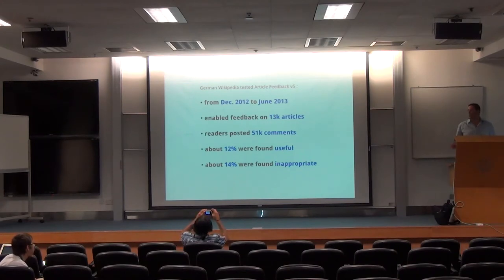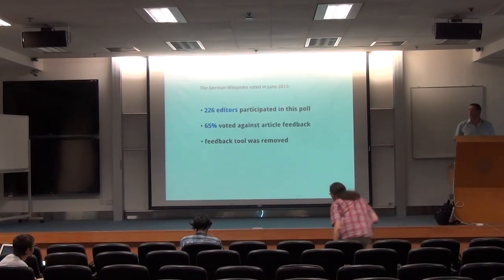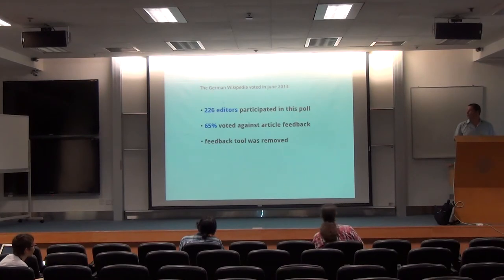And the readers posted 51,000 comments, of which 12% were found useful and 14% found inappropriate. These counts are in common with the other pilots which already ran, so there's no difference to the English or the French Wikipedia already. The final poll had a participation of 226 editors, which is a pretty large amount for the German Wikipedia. And 65% voted against the article feedback.